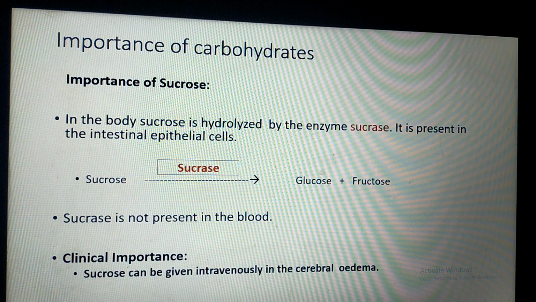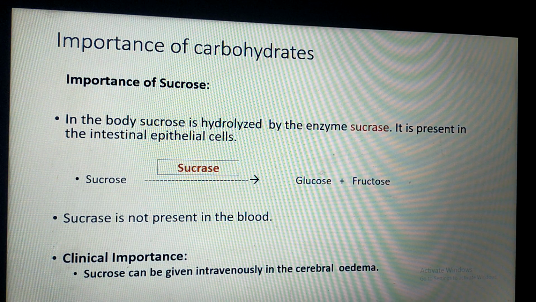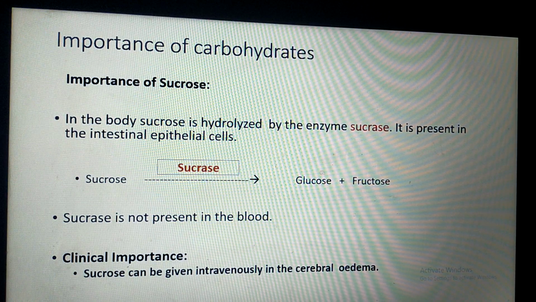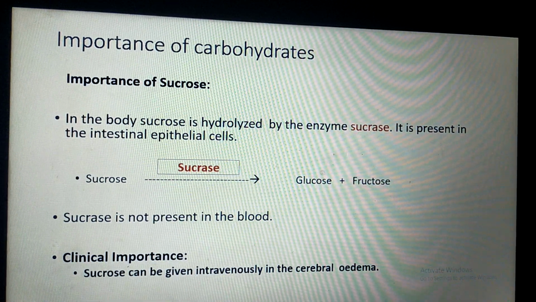So here what happens in case of cerebral edema, when sucrose is given intravenously, it remains in the blood as it is not hydrolyzed because enzyme sucrase is not present. So it will remain in the blood and increases the osmolarity of the blood. And when this hyperosmolar blood travels through the capillaries of the brain, it absorbs water from the surrounding cerebral cells, decreasing the edema of the brain.